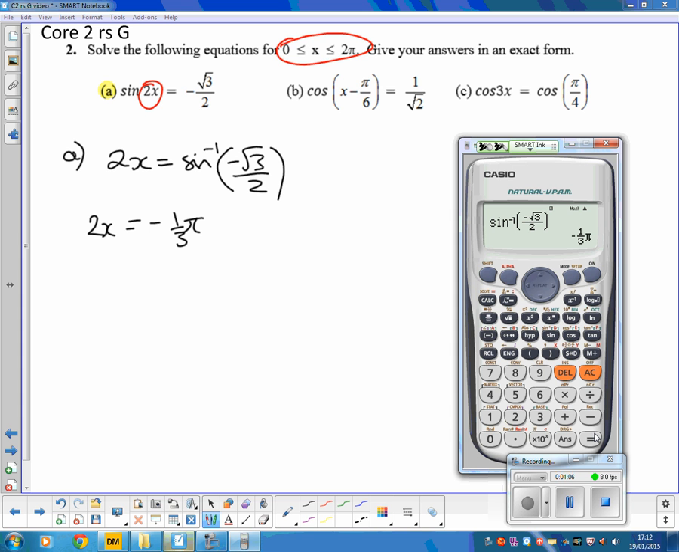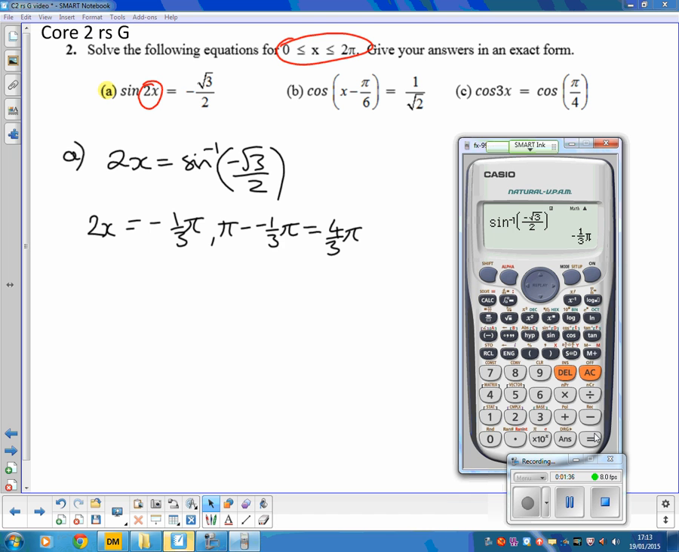Now, a problem with this is it's below the range of values we want for x, so I'm going to have to find the second solution. So the second solution is pi minus the first solution. Remembering this rule always works, but it's a double negative, so it's the same as pi plus 1/3 pi, which is 4/3 pi.